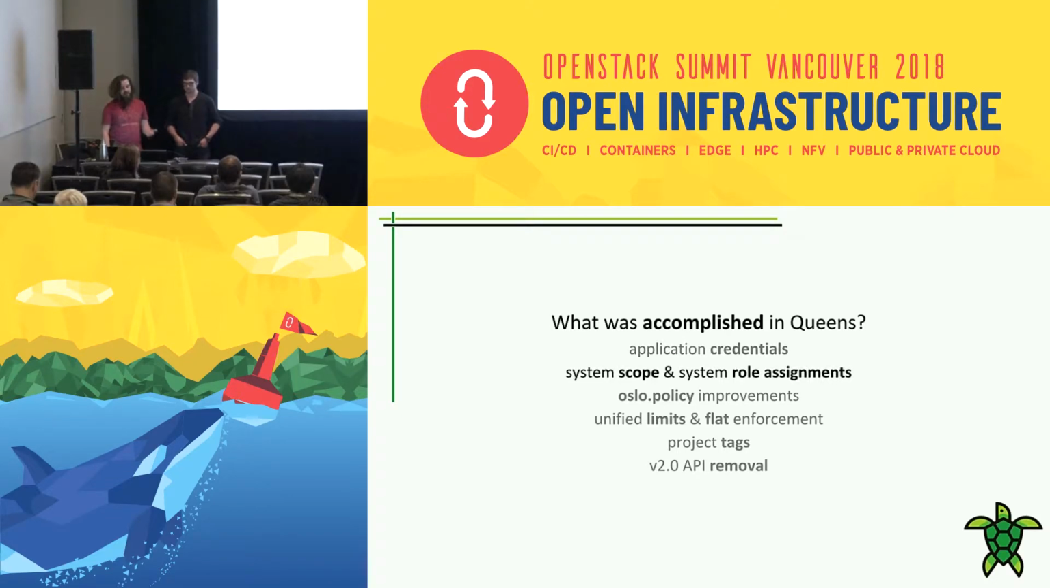We've also added system scope and system role assignments. So system scope is basically a new authorization target. This is part of a larger series of work that we're doing related to improving the policy experience in general for OpenStack. Going along with that were the Oslo policy library improvements. So in preparation for system scope, we needed to make Oslo policy able to understand it. And also Oslo policy now has the ability to deprecate policies in a consistent manner across the services.